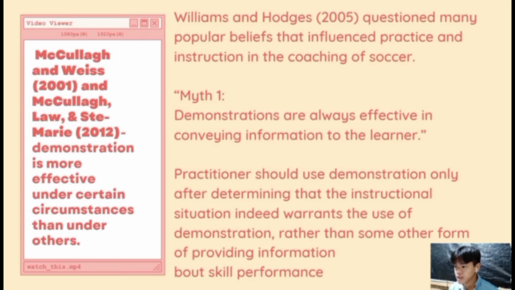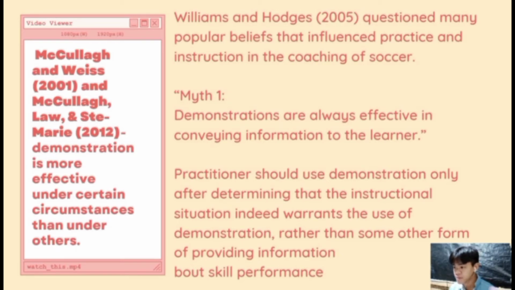According to Williams and Hodges of 2005, they question many popular beliefs that influence practice and instruction in the coaching of soccer. So, Williams and Hodges question these beliefs, the beliefs about, most especially in the coaching of soccer.